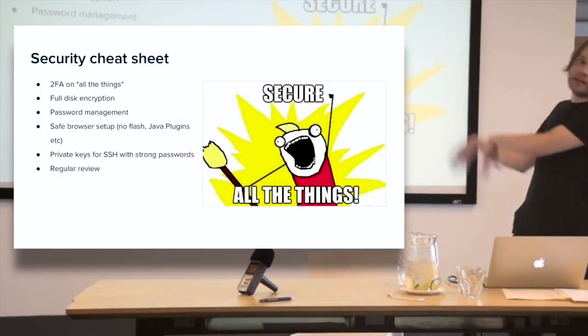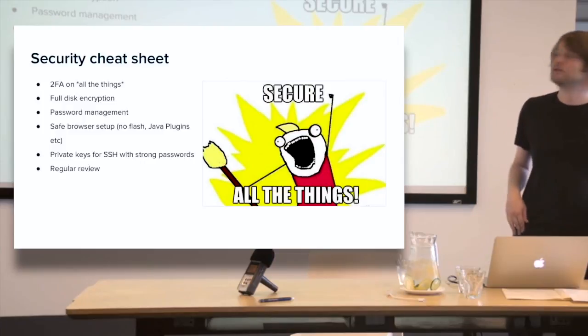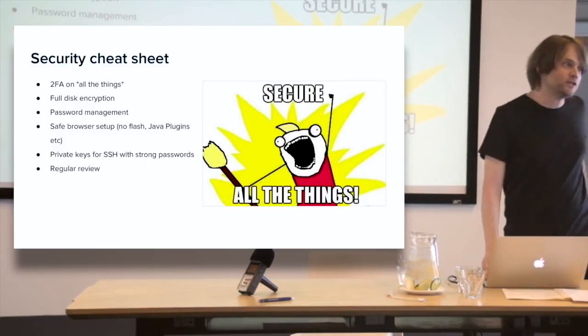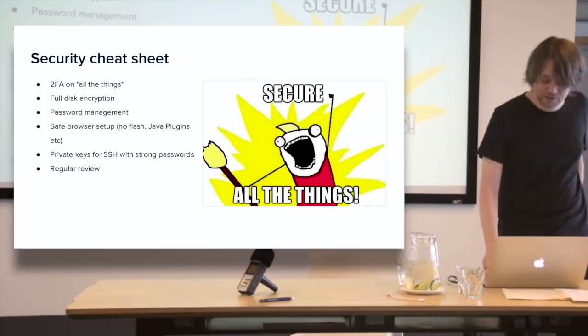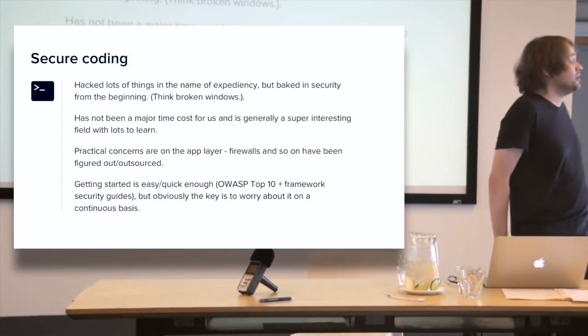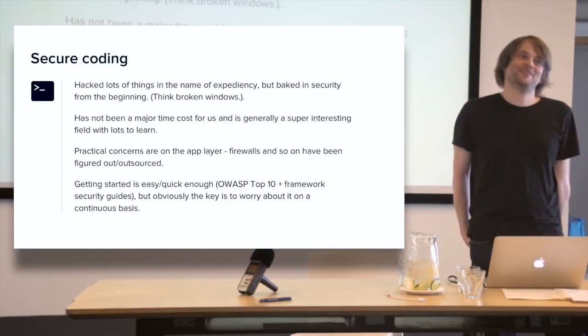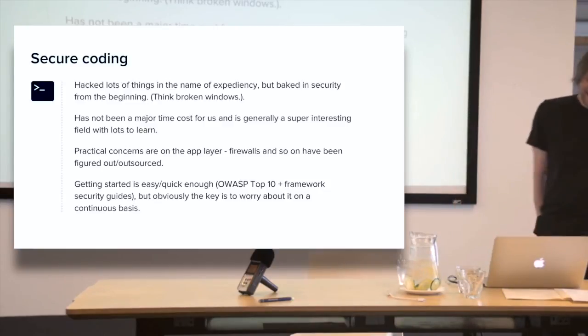It's literally dumb things, like using two-factor authentication on all their things, putting on full disk encryption, and having proper password management and so on. And these things are super easy and super cheap to do. Obviously, building secure things, we hack lots of things. We try hacking lots of things wherever we possibly can. We were pretty good at never compromising on security though, I think generally.